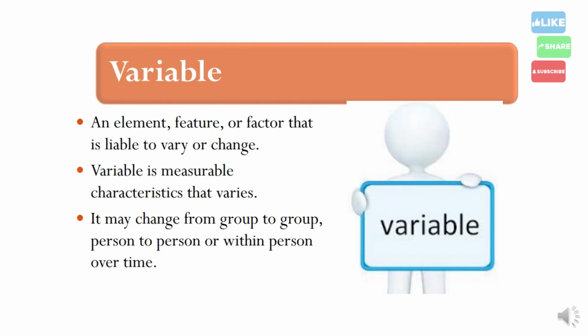So we will discuss variables. An element, feature or factor that is liable to vary or change is known as a variable. A variable is a measurable characteristic that varies from time to time. It may change from group to group or person to person or within a person over time. So this is what a variable is.